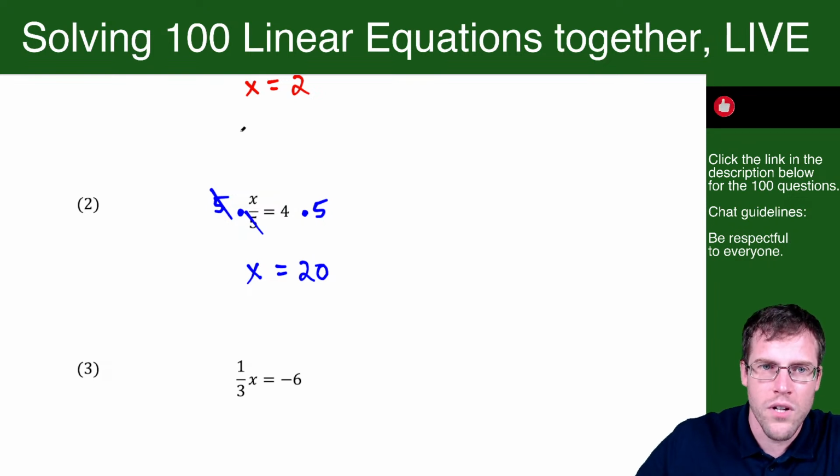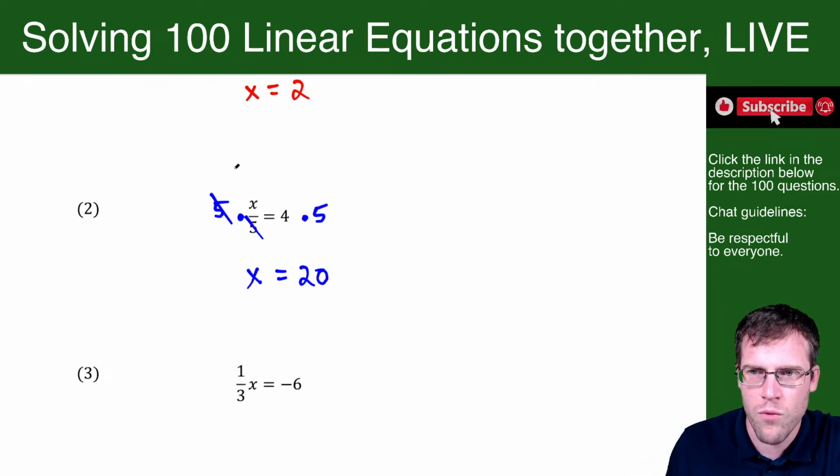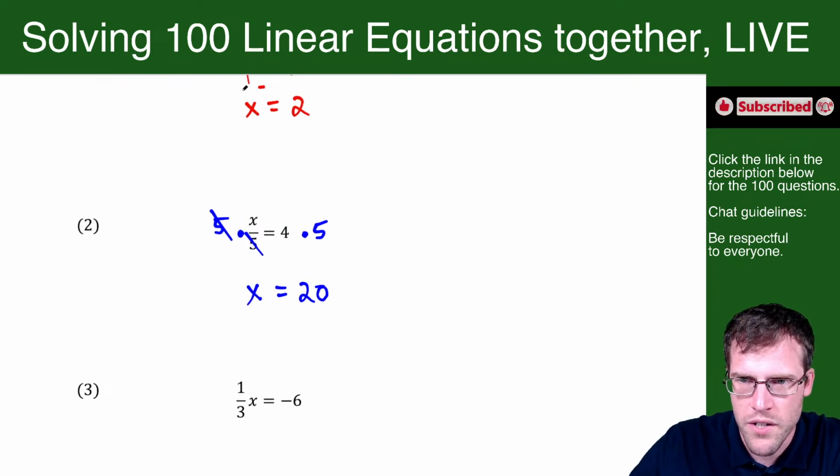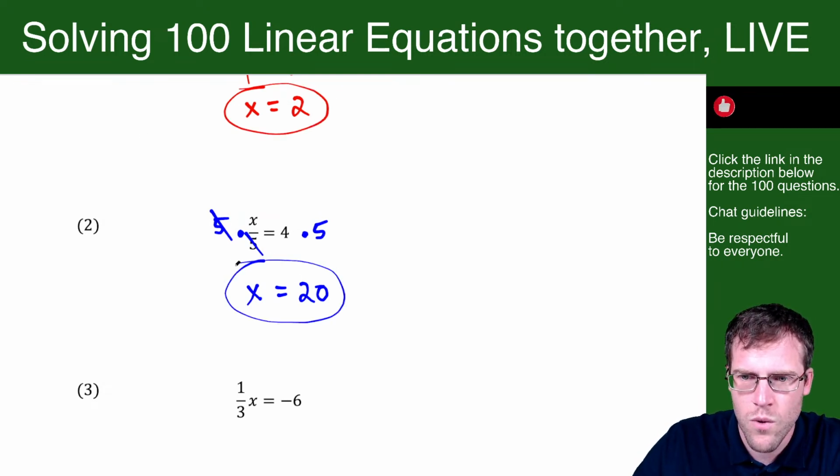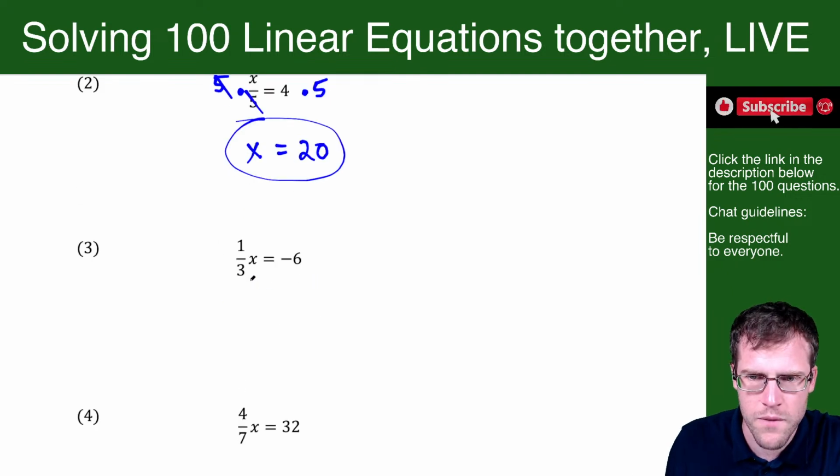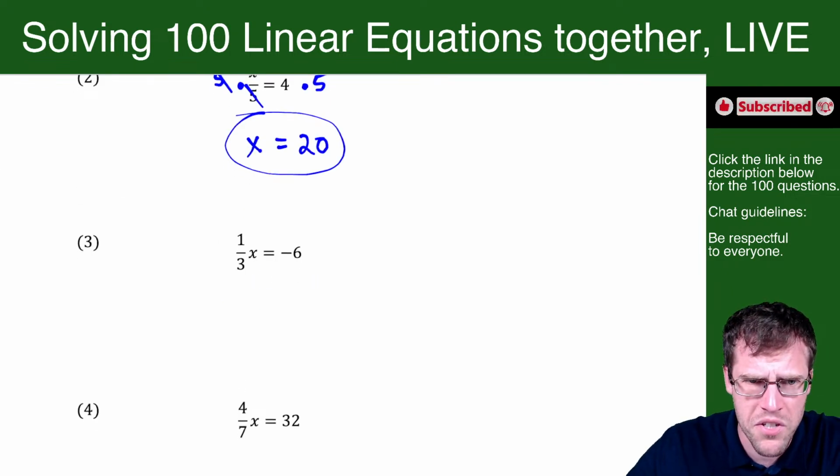All right, so moving on. Just to make it more formal, I'll go ahead and circle all of our answers. So x equals 2 was the answer to the first one, and now x equals 20 was our solution to the second one. Now something very similar here.